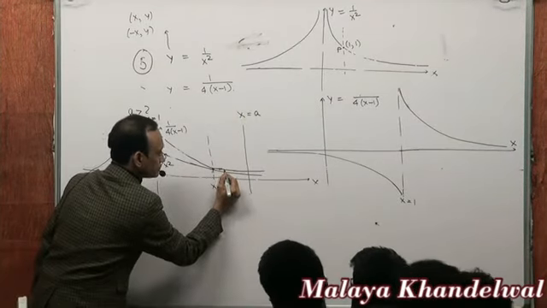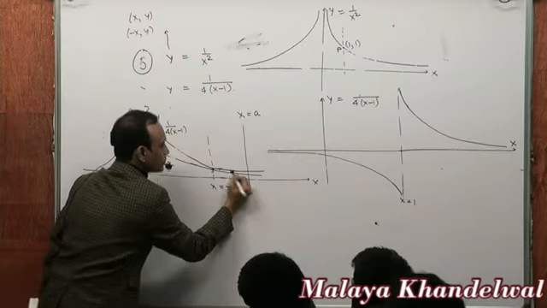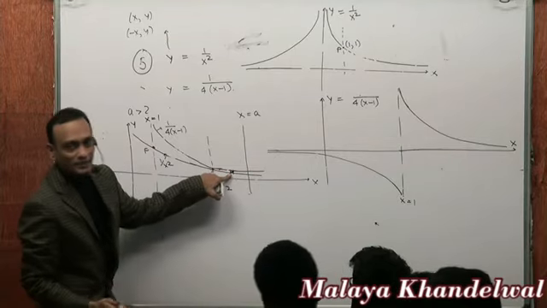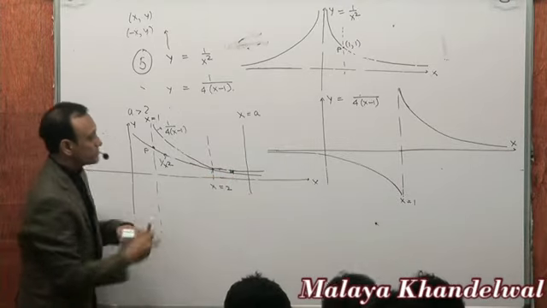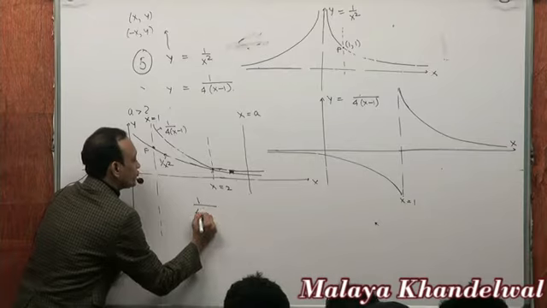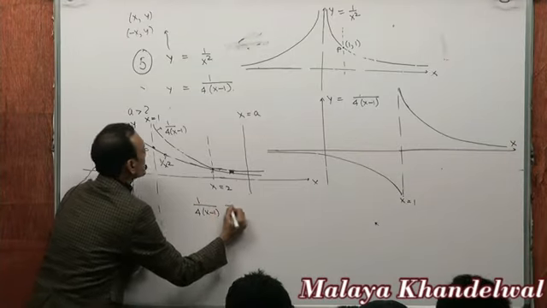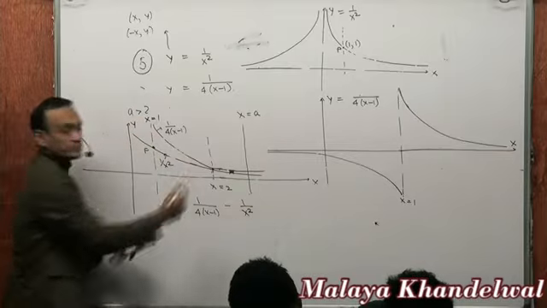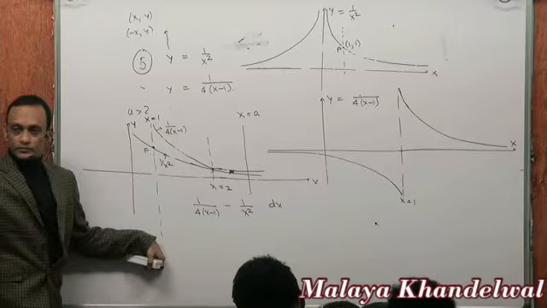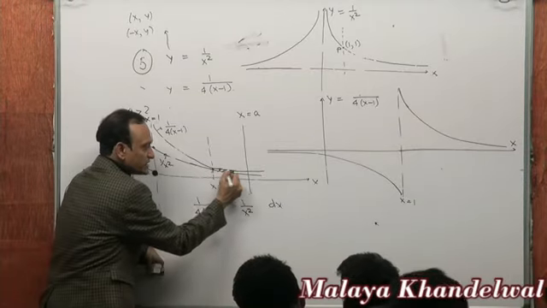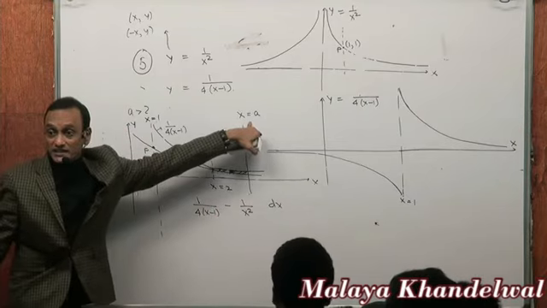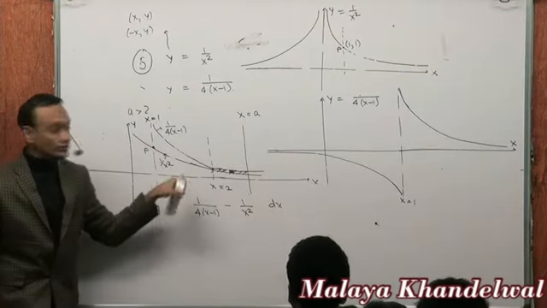Now, what is this strip? This strip is the upper graph, 1 by 4 into x minus 1, minus 1 by x squared. Right? This is the chosen strip. That into dx is the area of the chosen strip. This is the area that we are seeking between the two graphs, from x equal to 2 to x equal to a. A is greater than 2, that's given, so a will be to the right of 2.